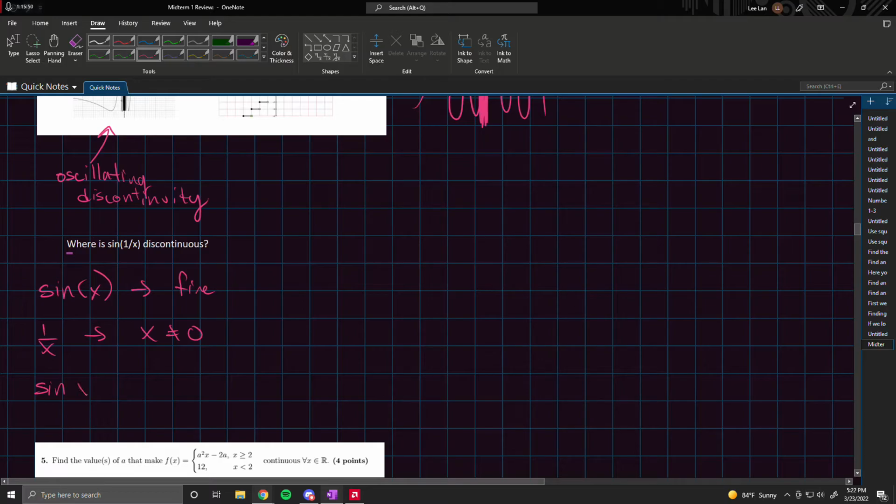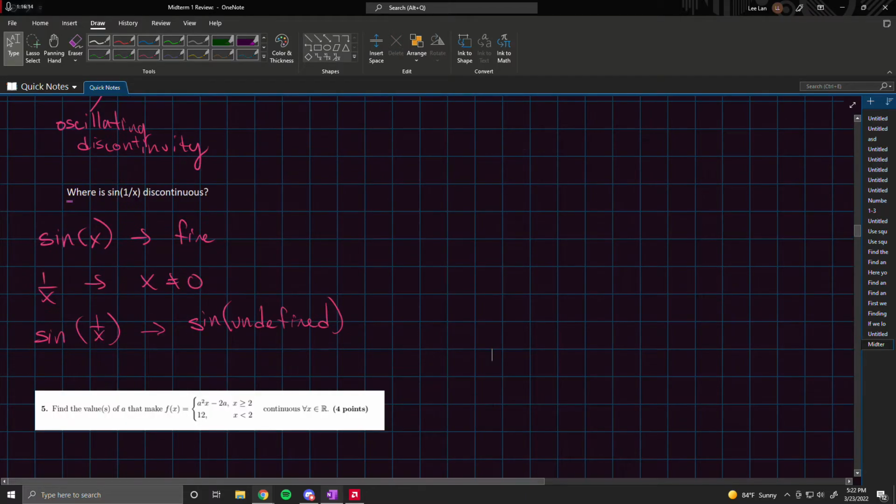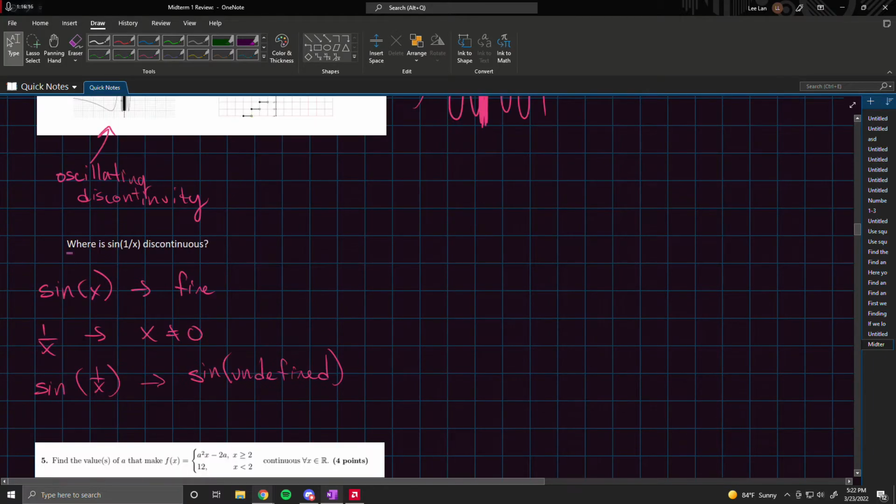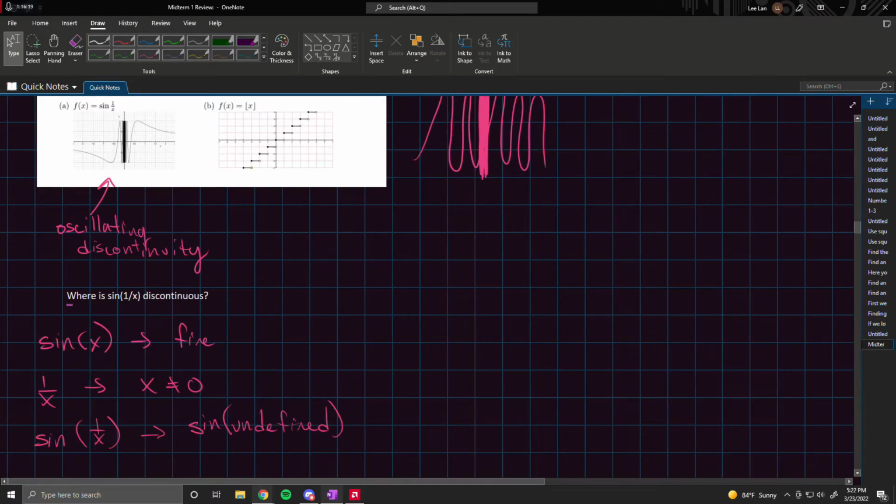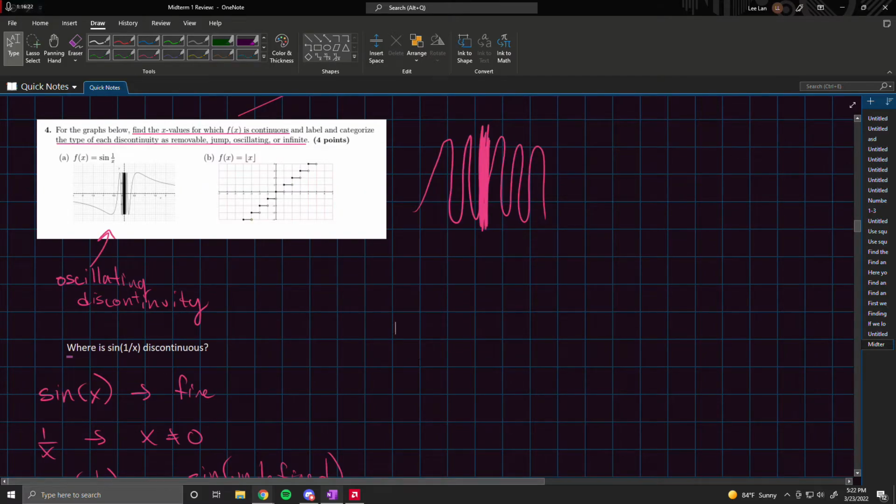So sine of 1 over x, if you plug in 0, also doesn't know how to handle that issue. It's like sine of undefined. It doesn't really make sense to plug in 0 into sine of 1 over x. So therefore, sine of 1 over x inherits 1 over x's problems. So basically, where is it discontinuous? x can't be 0. And that's it.